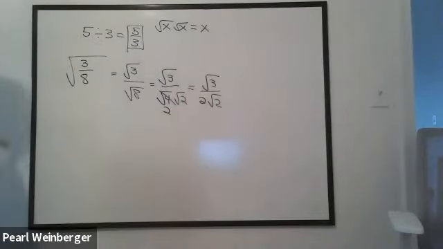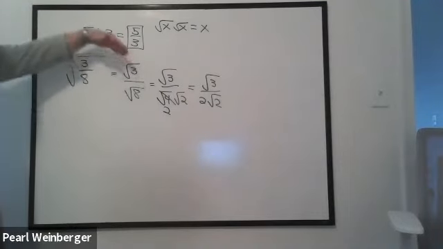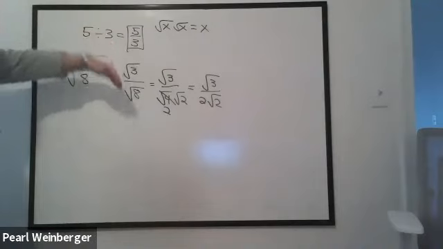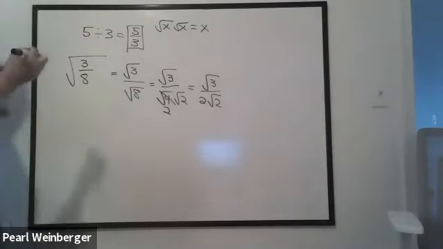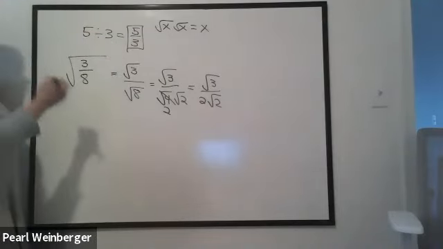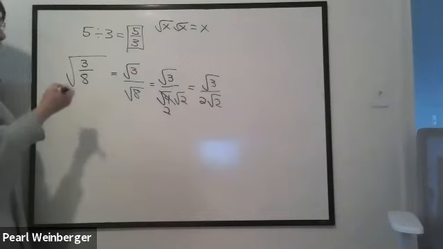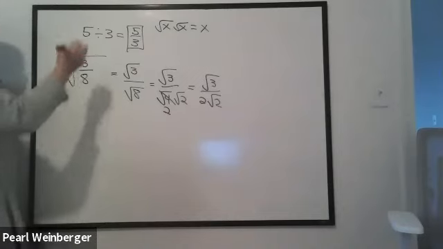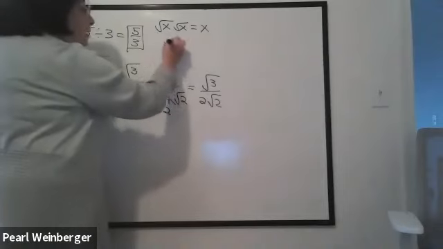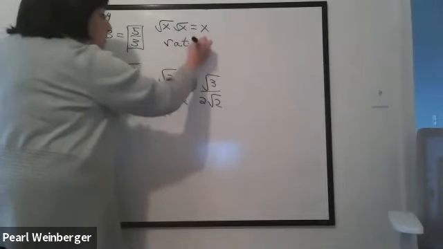Now you would think that this should be your answer because we've simplified as much as we can. But it turns out when they talk about simplifying a fraction or simplifying something where you're dividing, in this case I'm dividing the square root of 3 by the square root of 8, you don't want to be left with a radical in the denominator. You want to do something that's called rationalize the denominator.